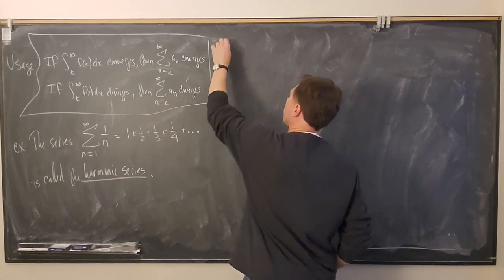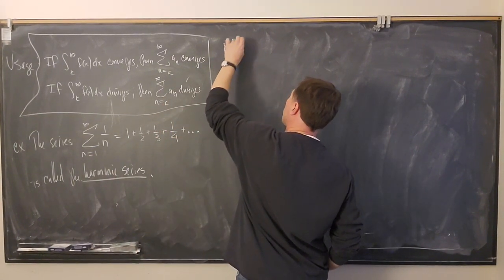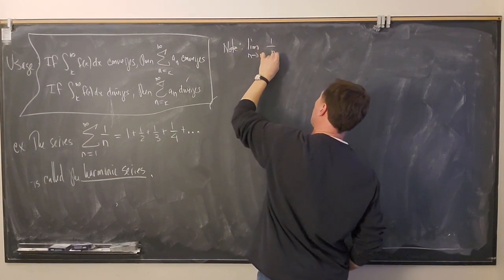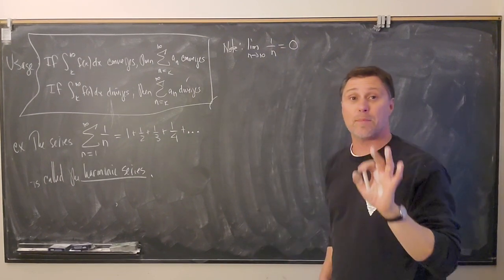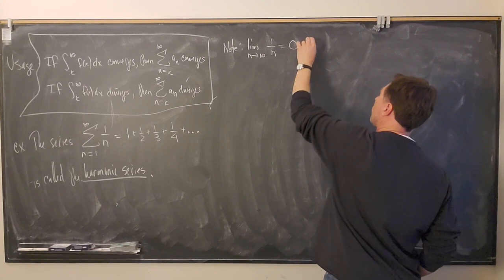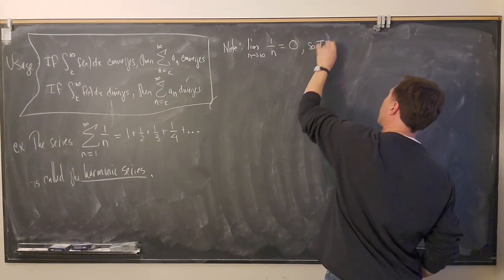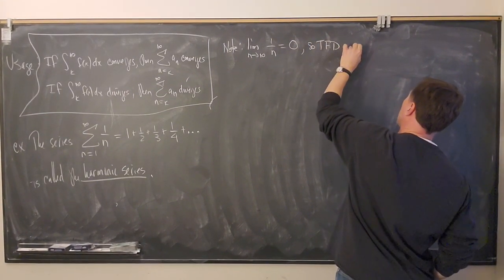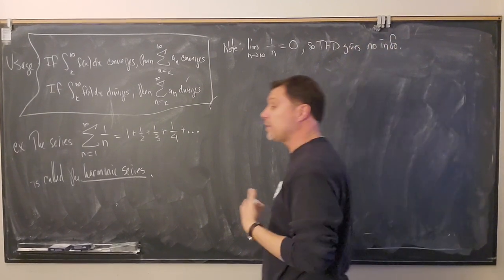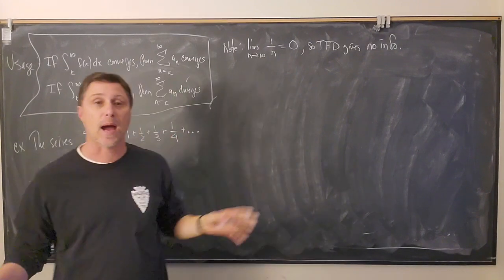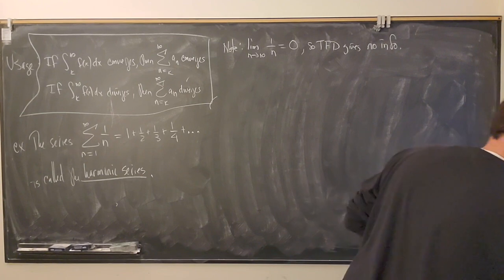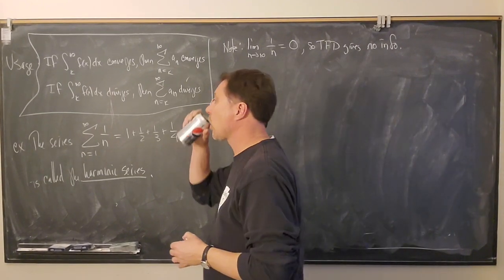So first note, the limit as n goes to infinity of 1 over n equals 0. That means that the test for divergence tells us nothing. Basically, the test fails, right? So the test for divergence gives no information. If the limit was equal to something non-zero, then we could just stop and say, oh, the test for divergence tells us that it diverges. All right, when you get a limit of 0, you get nothing.